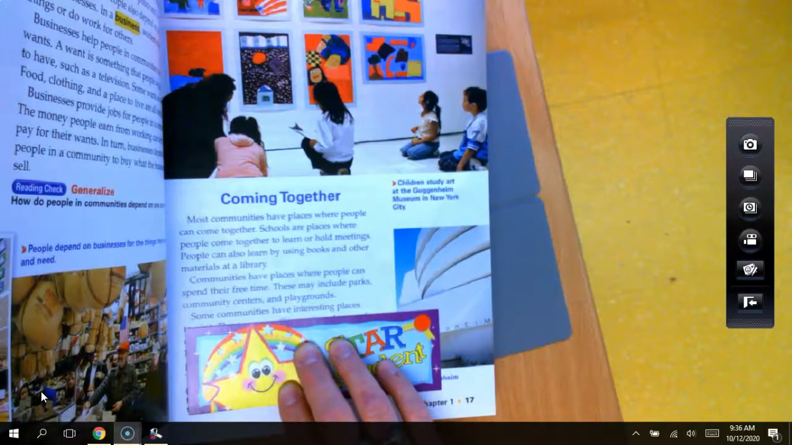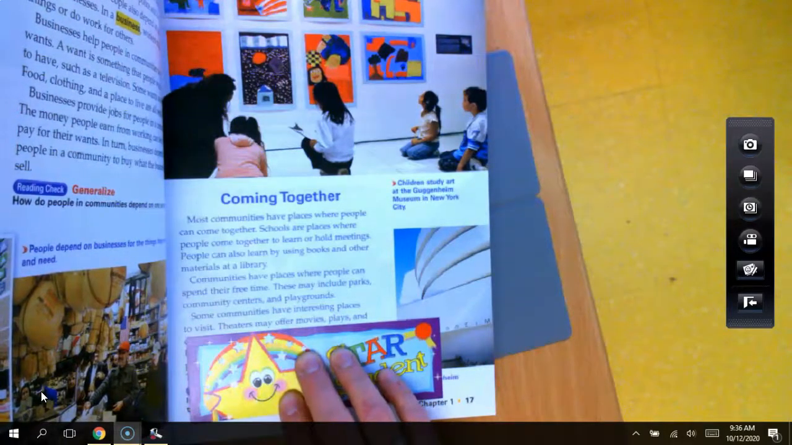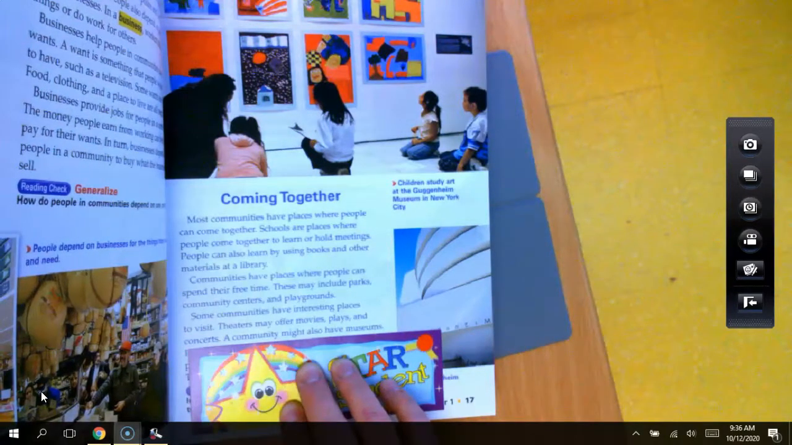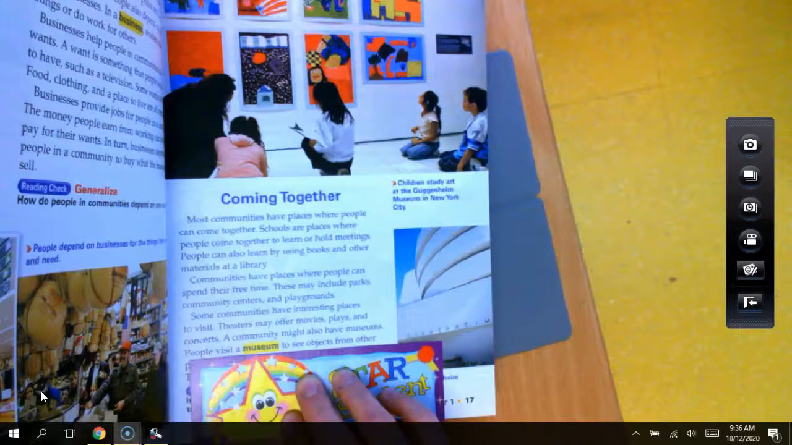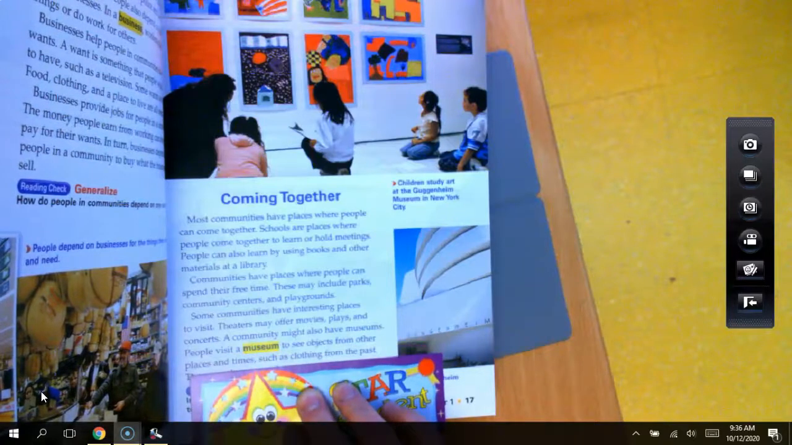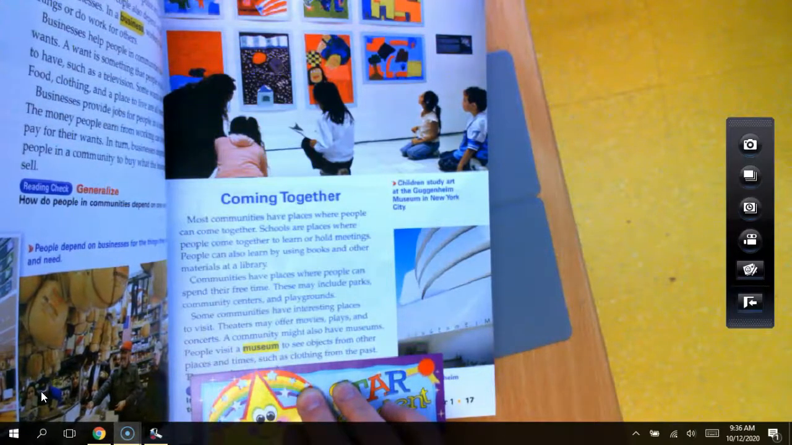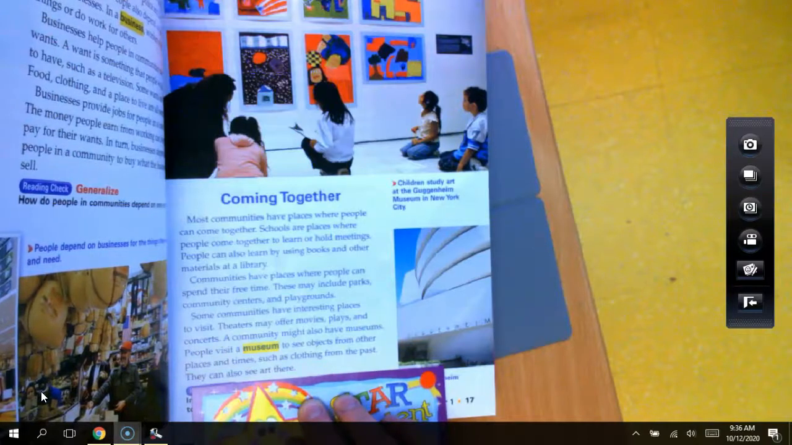Some communities have interesting places to visit. Theaters may offer movies, plays, and concerts. A community might also have museums. People visit a museum to see objects from other places and times, such as clothing from the past. They can also see art there.